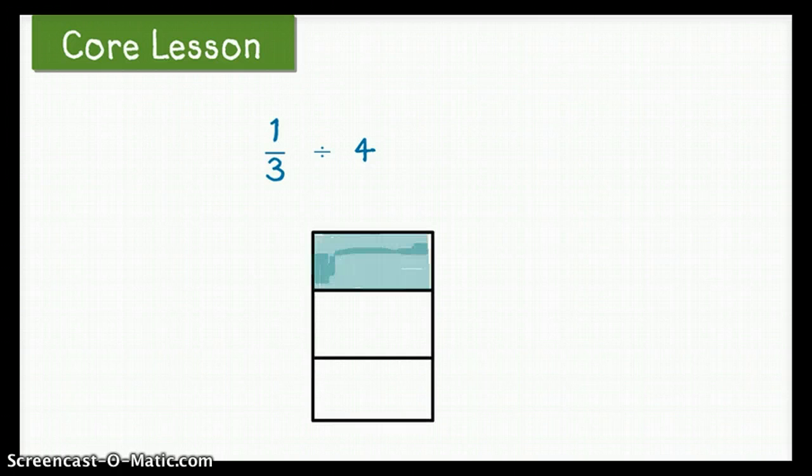So if we take a look at our dividend, which is our fraction, our first part of the division problem, we see it's 1/3, which means we're going to draw a whole, or a rectangular whole. We divide it into 3 parts because our denominator, our bottom number, is 3, and we're shading in one of those parts to represent 1/3. We look at our whole number, which is our divisor, our second part of the division problem, and we see that it's 4. This tells us we need to divide the whole rectangle into 4 new parts.